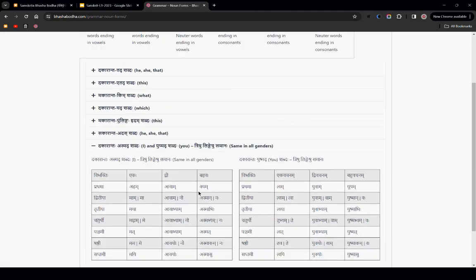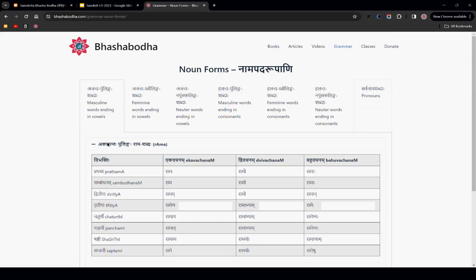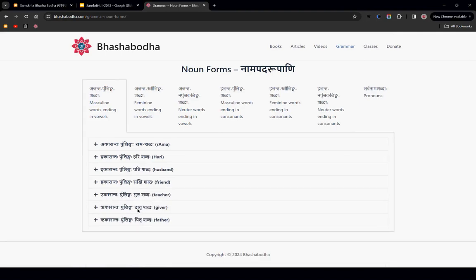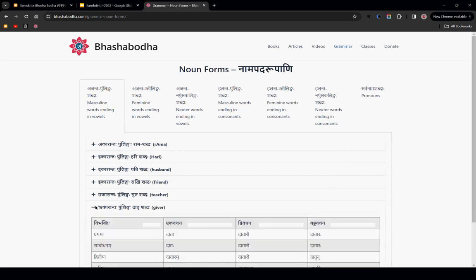Pitru, if you look at the masculine words here, pullinga also, you see there are two different words listed here, which end in ru only. Ru is a swara, it's a vowel, not a vyanjanam. But there are two different words listed here, Dhatru and Pitru, ending in the same ru, because there is a slight difference in some of their vibhakti forms.